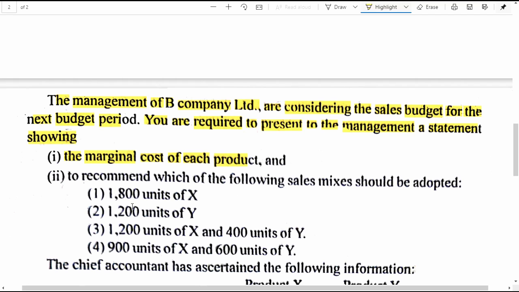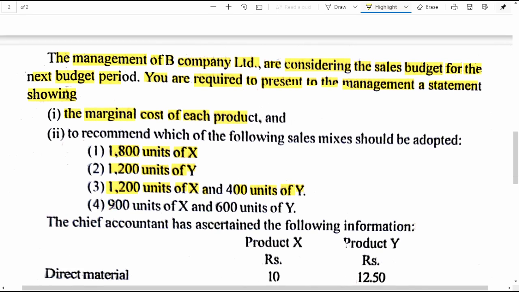Regarding the mixes, they have given us 4 choices. Choice number 1, 1800 units of product X. Choice 2, 1200 units of product Y. Choice 3, 1200 units of product X and 400 units of product Y. Then the fourth choice is 900 units of X and 600 units of Y. The chief accountant has ascertained the following information.